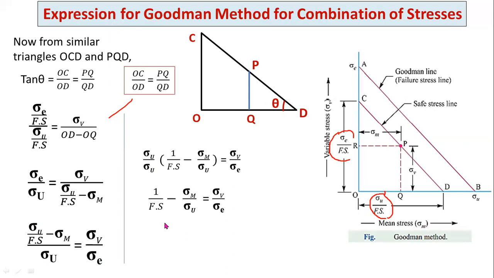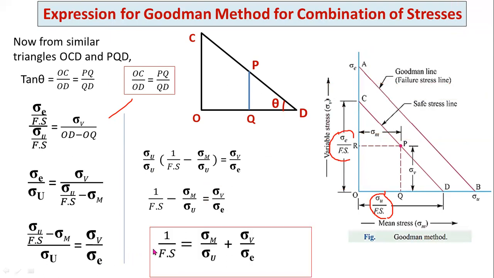And the final expression is 1 by Fs equal to sigma M by sigma U plus sigma V by sigma E. This is Goodman's expression for combined stresses. This formula is very useful for determining the values. So this expression is called Goodman's equation. This is the derivation for Goodman's method.